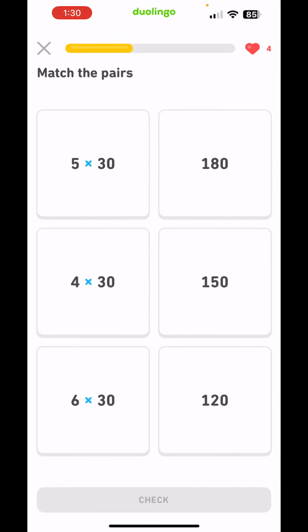Now we have 30 times 5, which is 150. 4 times 30, which is 120. And 6 times 30, which is 180. Basically, what you could do is do 6 times 3 and then add the 0.